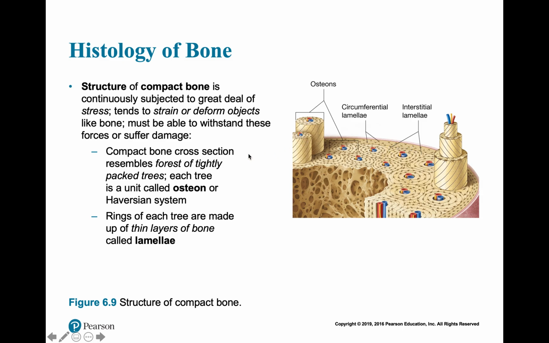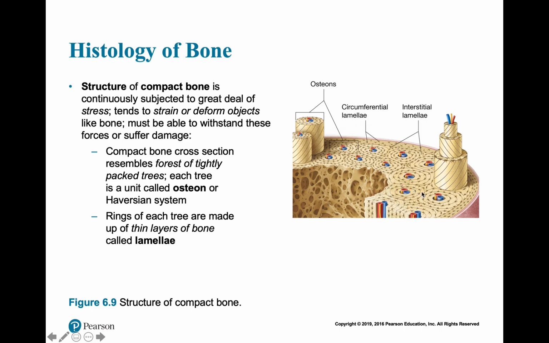The book gives you an example of compact bone looking like a forest of tightly packed trees. Each one of these quote unquote trees would be an osteon, or you can call it a Haversian system. I like just calling it an osteon, but these are the functional units of the compact bone.